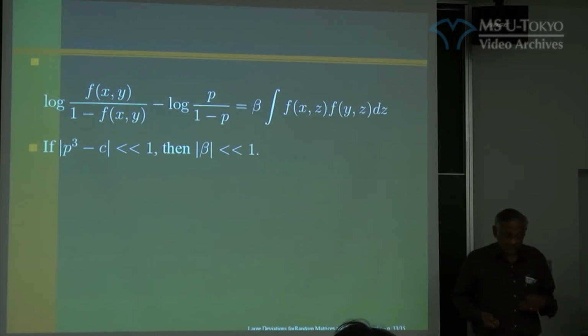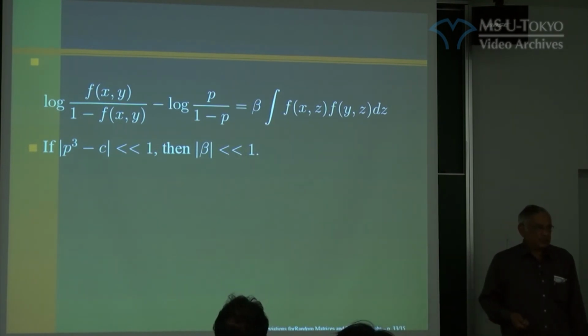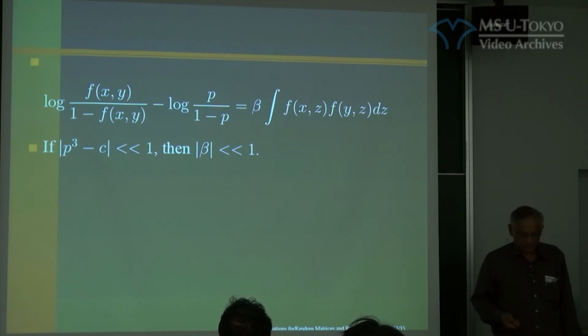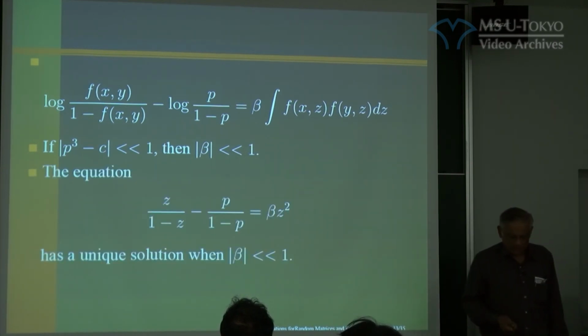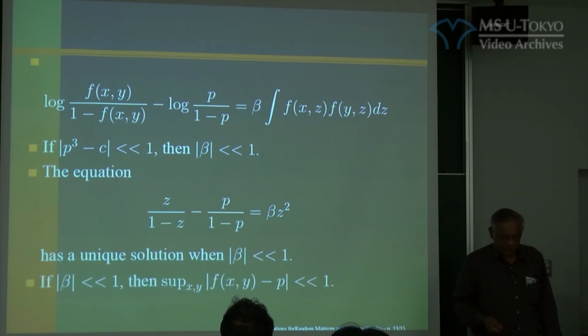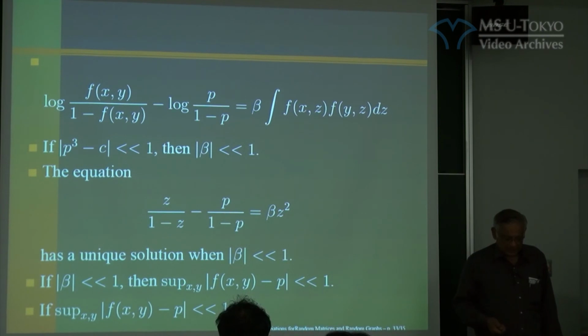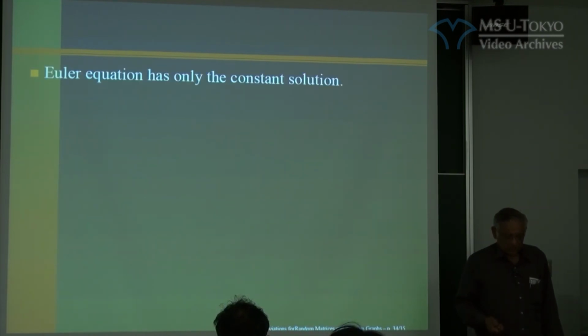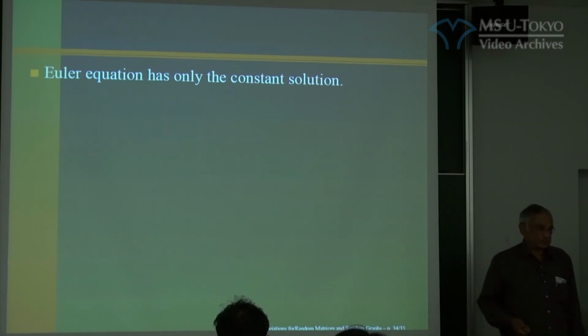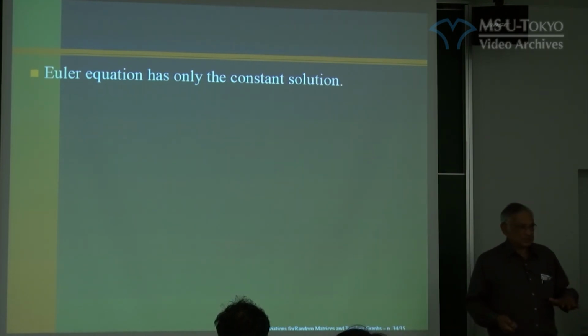Now, if my C is very close to p cubed, that means I want only slightly more or slightly fewer triangles than what is expected. That forces beta, beta is the Lagrange multiplier here, to be very small. It is just analysis that you have to do. And then you can write down an equation which has only one root. Anyway, the upshot of the analysis is that in that situation, the Euler equation has only a constant solution. That means the infimum is attained at a constant.